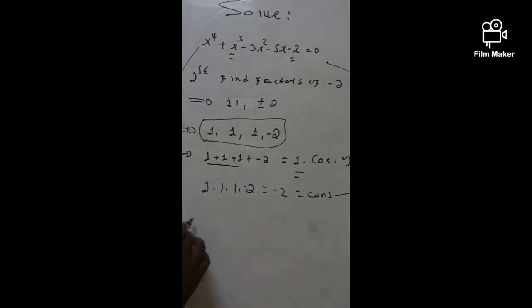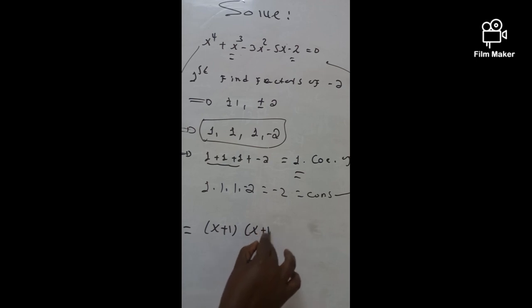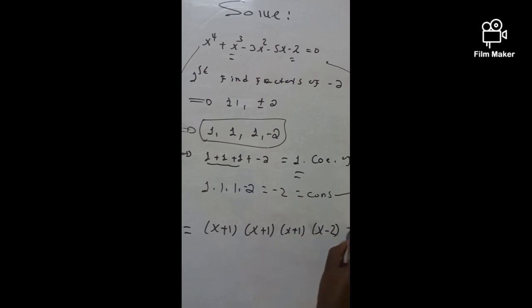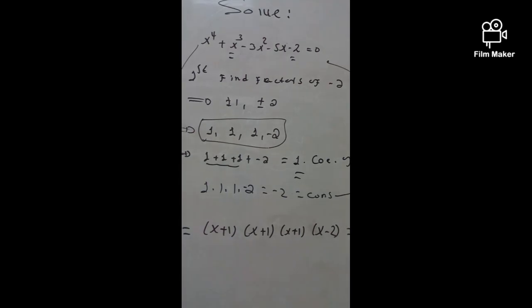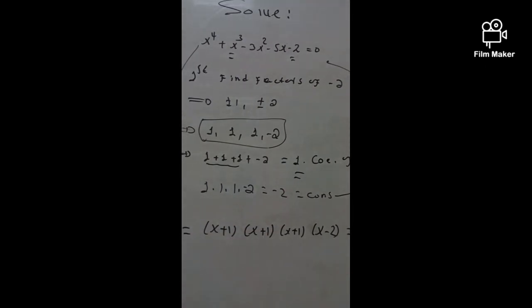x plus 1 times x plus 1 times x plus 1 times x minus 2, and that is going to be 0. That means when we find the product of all these, we can have this one. So what are the solutions for this problem? That's the objective. So in order to find the solution of this problem, what are we going to do?